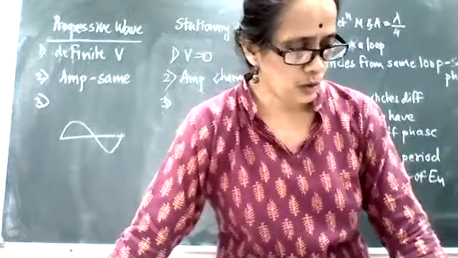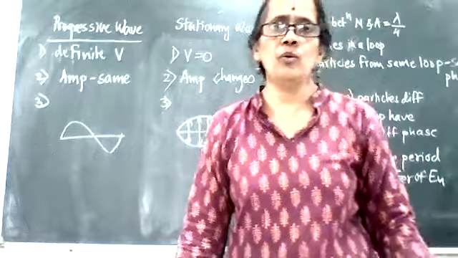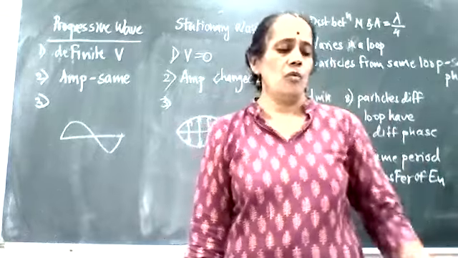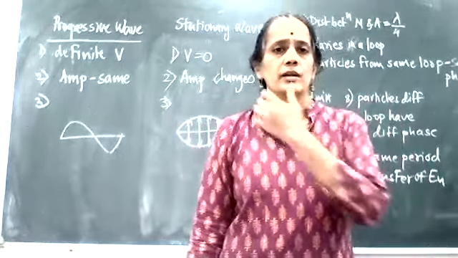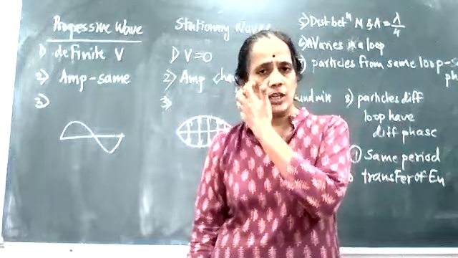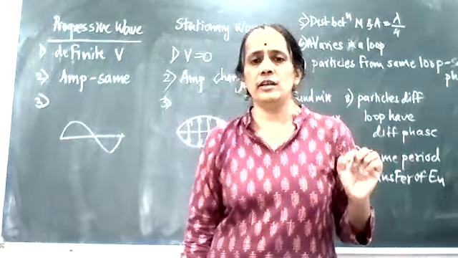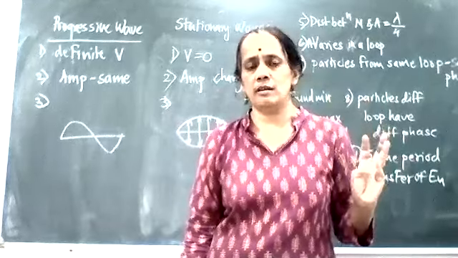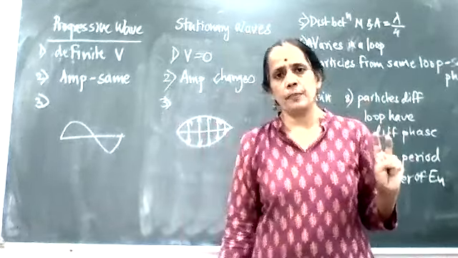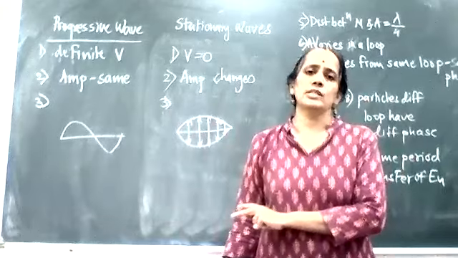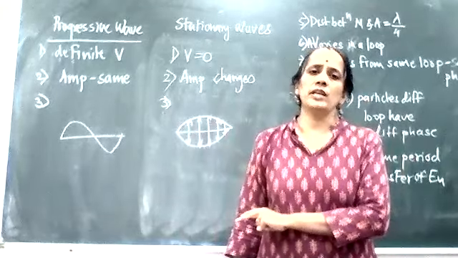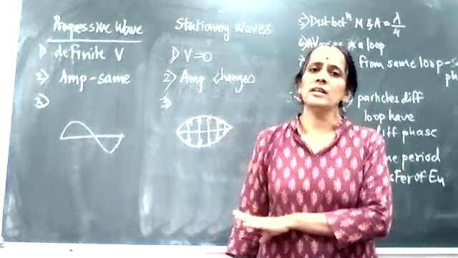Clear? So now there are two different questions. One question will be to state the properties of stationary waves for 2 marks, where every property is a very short answer or MCQ question. And the next is the distinguish question: distinguish between progressive wave and stationary wave.